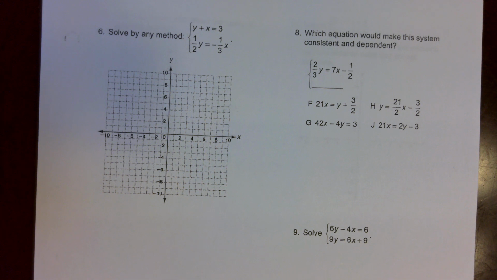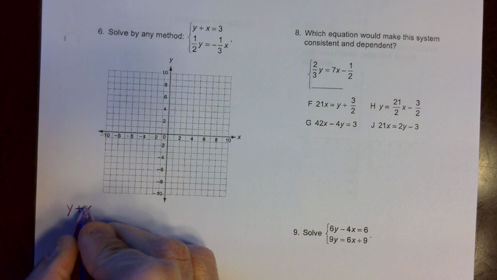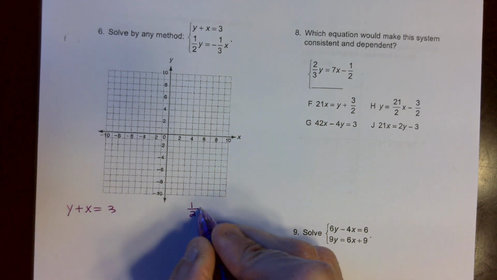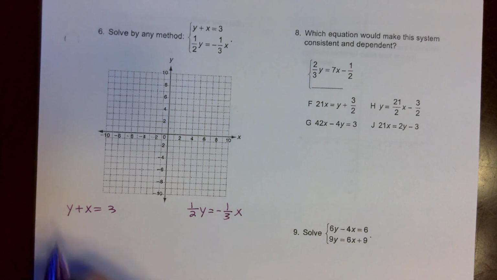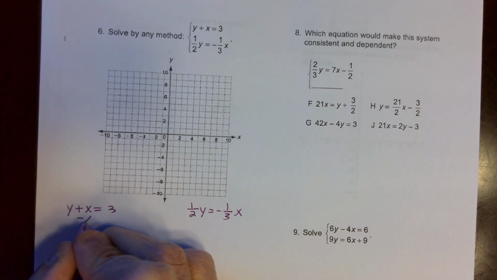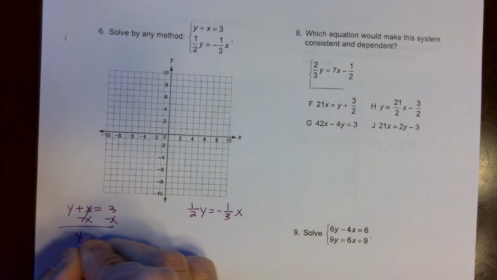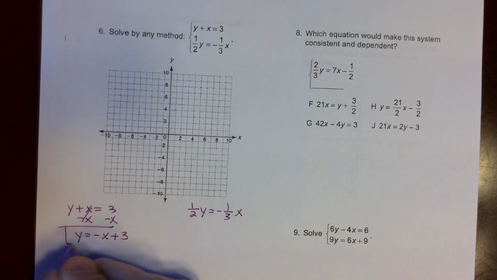All right, back to math. Solve by any method. Okay, so you get to pick your favorite. Graphing, elimination, substitution. Now, when you do this, any way you put it, you're going to want to solve for sure at least one of them for y, but we're just going to go ahead and do both so we have everything in front of us. Okay, so I'm just going to drop down here, y plus x equals 3, 1/2 y equals negative 1/3 x. I'm going to solve this for y. And remember, I always put the x first.